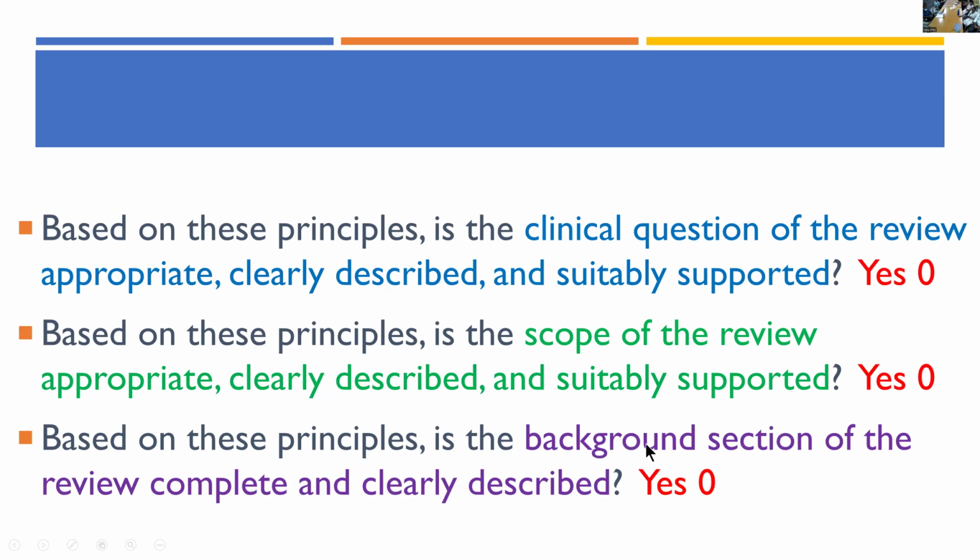Based on these principles, is the background section of the review complete and clearly described? So very important when you write an article, even though for the background section you're usually given maybe 1 or 2 paragraphs. In an MD/MS dissertation, that occupies 50 pages, because we have a lot of space given there. But in a journal article, 2 paragraphs is all you have to justify why you're doing a systematic review. So you have to comment about that. I thought it was yes.